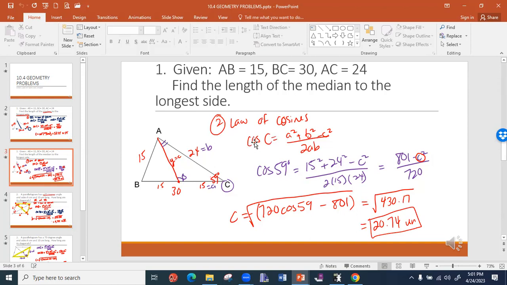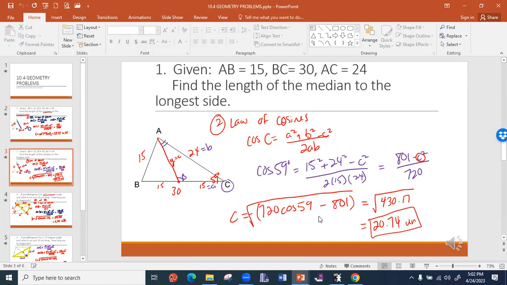So I'm going to use cosine C again, but this time I'm not going to know the value of the side. Not knowing that value, I plug everything in and then I simplify. After I simplify, my goal is to get C by itself. So I ask myself, what do I need to do to get C by itself? Well, I have to multiply by 720. Boom, 720 times the cosine of 59. Then I have to subtract 801. Then I'm going to have to multiply by a negative. Bam. And then I have to take the square root.